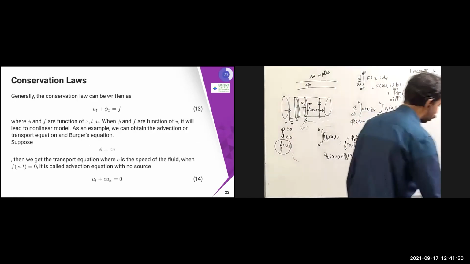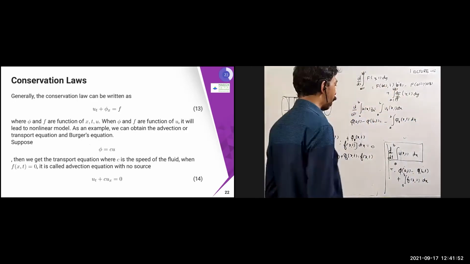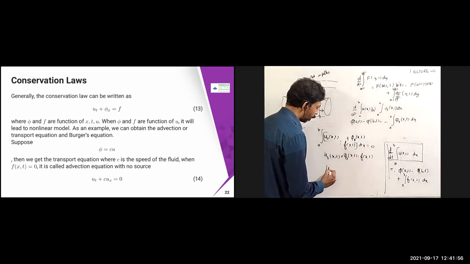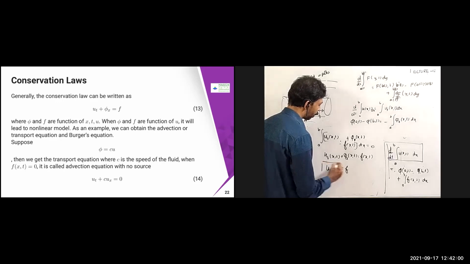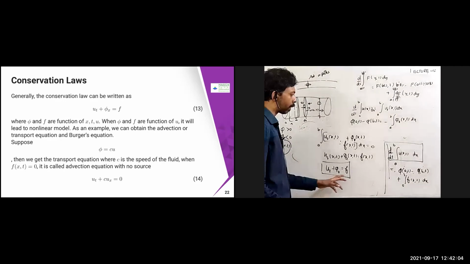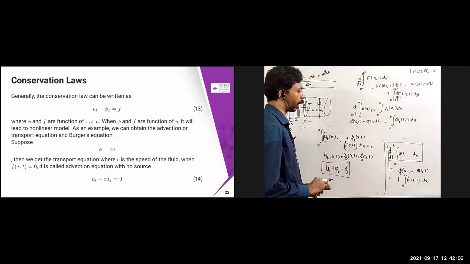Now we are going to use this for some of our problems. Generally the conservation laws can be written this way: u_t plus pi_x equal to f. This is the general conservation law form, where pi and f are some functions of x and t. In case pi and f are functions of u, it will lead to a non-linear model.